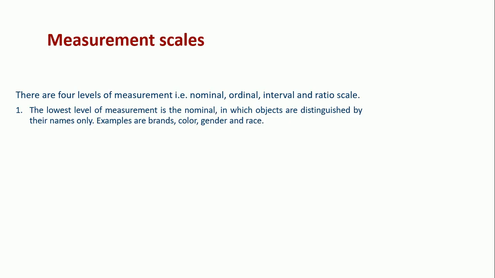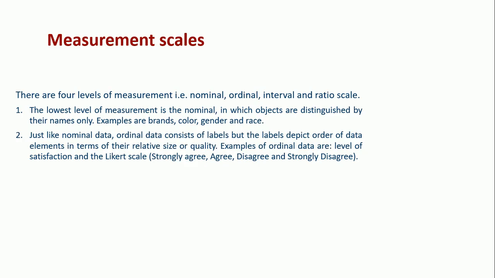Objects that fall under the nominal level of measurement cannot be ordered by magnitude. The second level of measurement is the ordinal level of measurement. The ordinal level of measurement is more similar to the nominal level of measurement, but here the objects can be ordered by magnitude. And one common thing between the nominal and the ordinal is that they are both qualitative in nature.